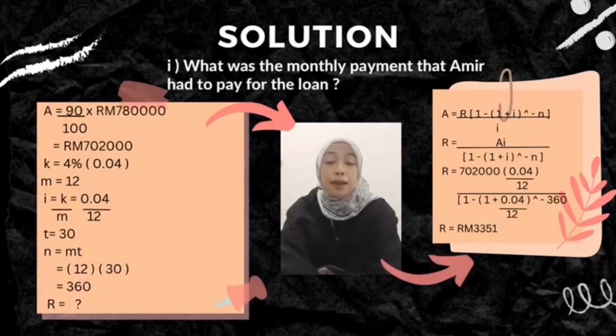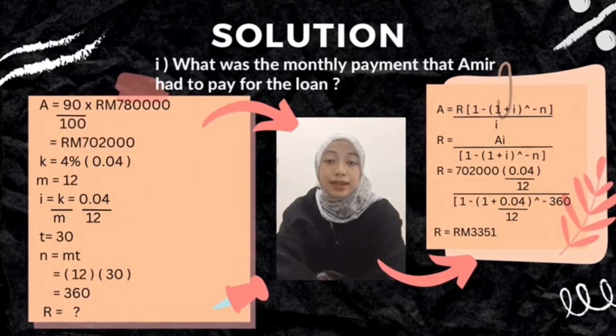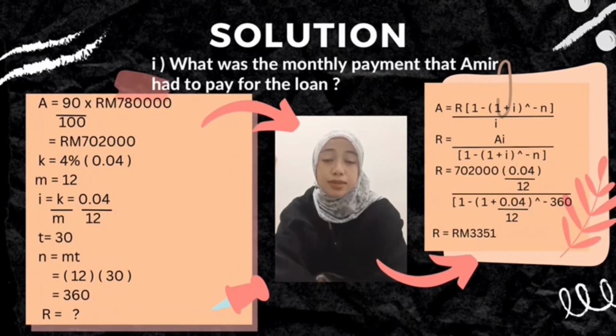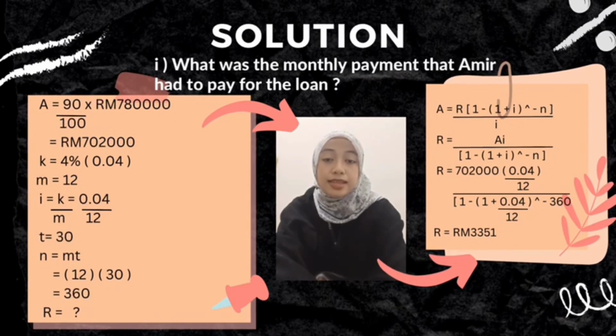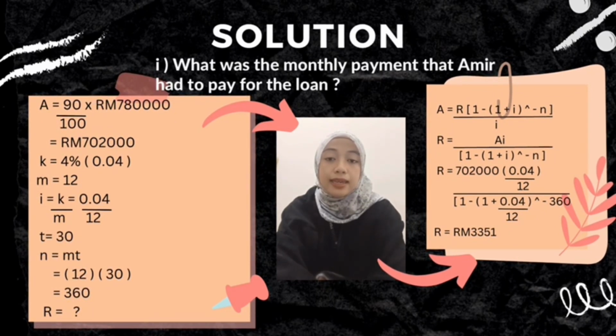So 90 per 100 times 780,000 equal to 702,000. So A is 702,000, K is 4% or 0.04, M is 12. So i equal to k per m equal to 0.04 per 12. T equal to 30 years. n equal to m times t, which is 12 times 30 equal to 360.